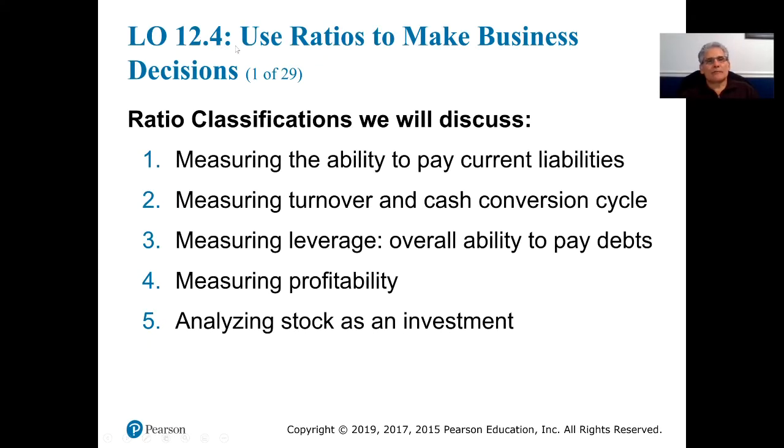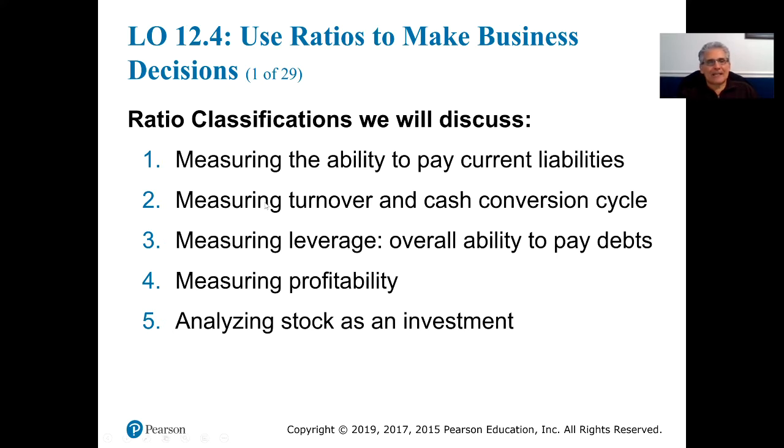Learning objective 12.4, use ratios to make business decisions. Now we did vertical analysis, which began to introduce us to what we refer to as ratio analysis. And so what we're going to be looking at when we're actually conducting ratio analysis, we're going to be measuring the ability to pay current liabilities. That's one type. This is kind of a category, and we have a number of ratios we use to really understand a company's ability to pay its current liabilities.